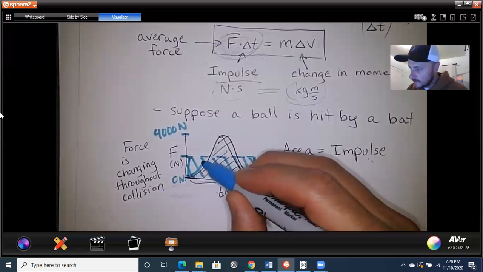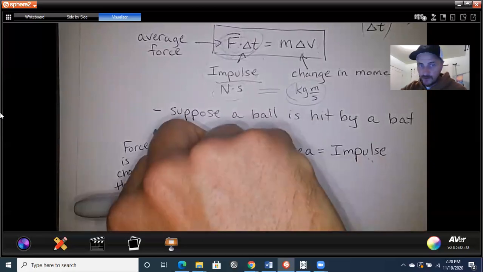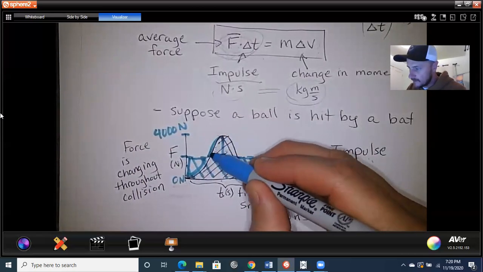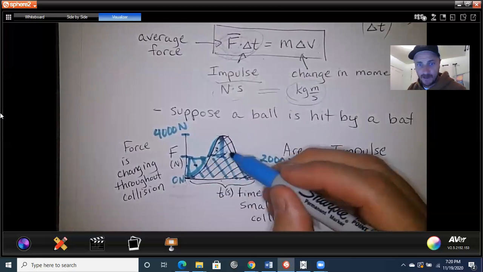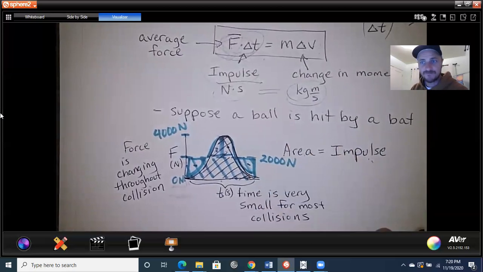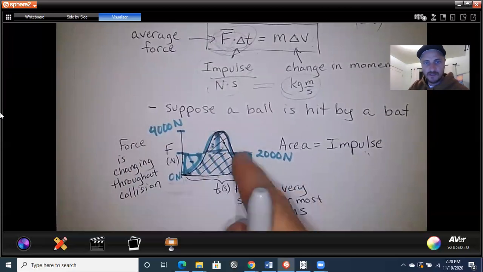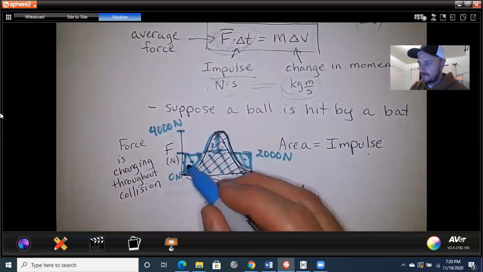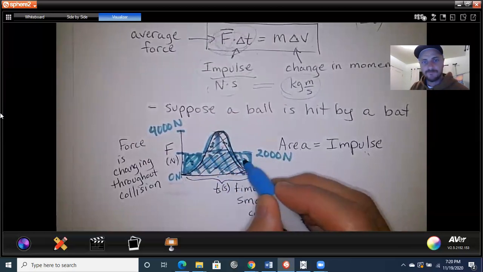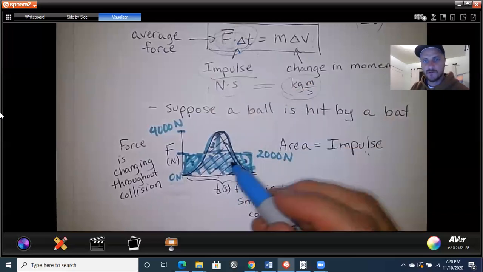Because if I took this little piece right here, and I took this little piece right here, and I turned them, don't you see how that right there is pretty much that? And how this right here is pretty much that? Yes. You can see now that if I just turn these up, that fills in that space very well. So this blue area is a very good approximation of the impulse during any collision.